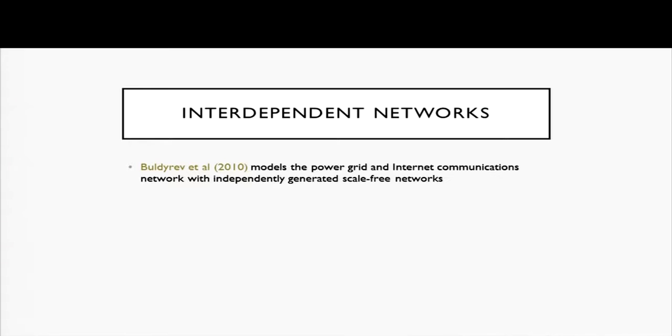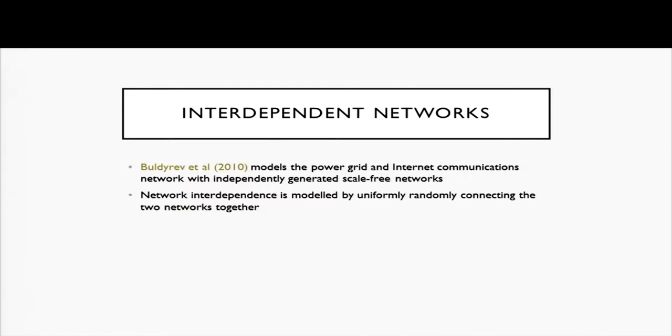And the way that they model this is, once we have these two networks, we connect them randomly. So you assume that the number of nodes in each network is the same, and then you connect each node to another node in the other network uniformly at random.